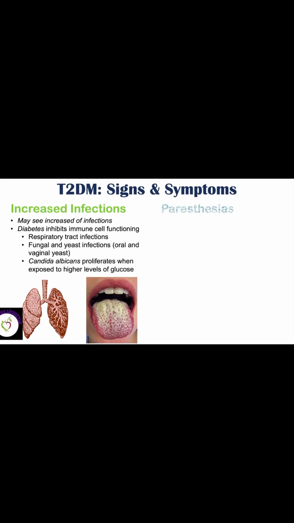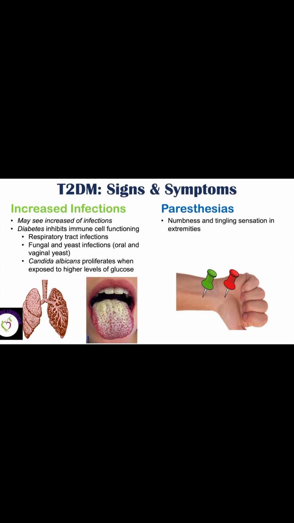Now, another important symptom of type 2 diabetes is paresthesias. So what are paresthesias? Paresthesias are numbness and tingling sensation in the extremities. So oftentimes it's going to start in the nerves farthest away from the core, which are going to be nerves in the feet. So those are going to be the first ones to be affected. So it's important to check patients' feet.